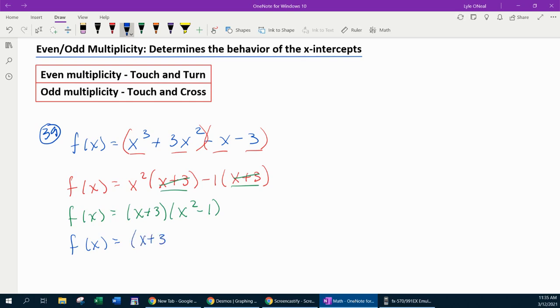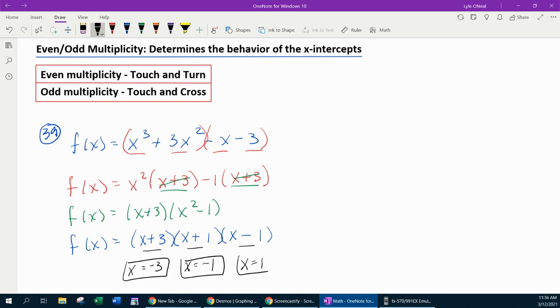So x plus 3 comes down, x squared minus 1, difference of two squares has different signs. And if we fill in the blanks, we get x's and 1's. So now that this is factored completely, I can now set each factor equal to 0 and solve. So we get x is -3, x is -1, and x is 1.